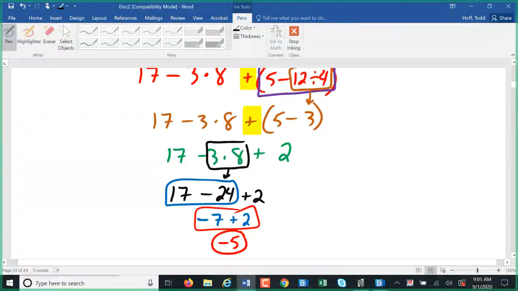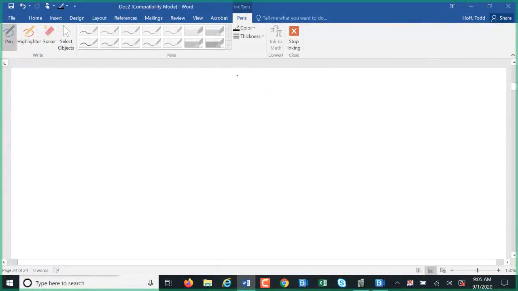Now I realize that one was a mouthful. There was a ton of writing going on there, but it's not horrible. I mean, as long as you follow step by step, don't get impatient, don't start skipping steps, it works out just fine. Well, let's take a look at one that's slightly different.